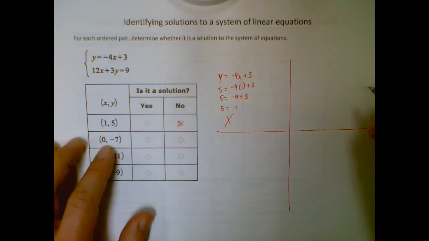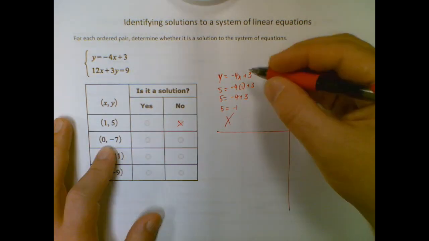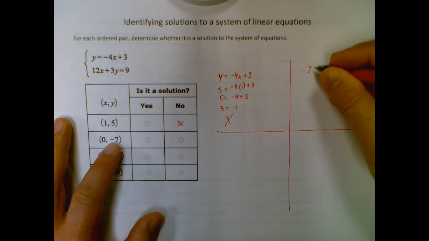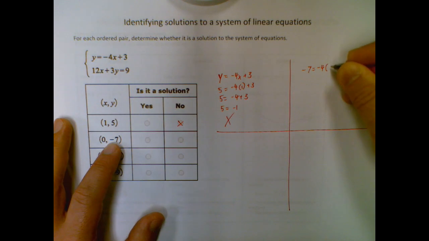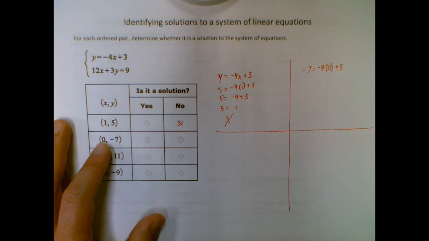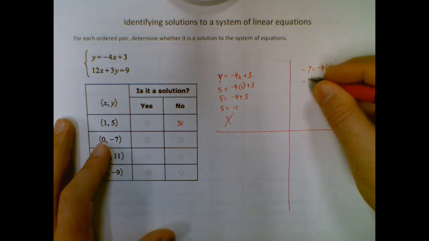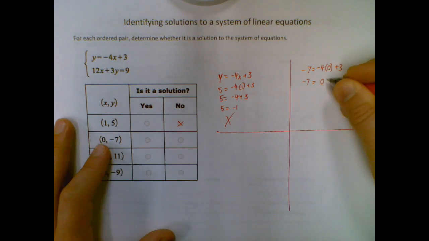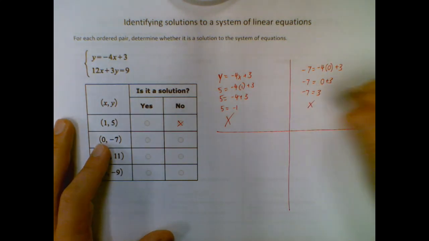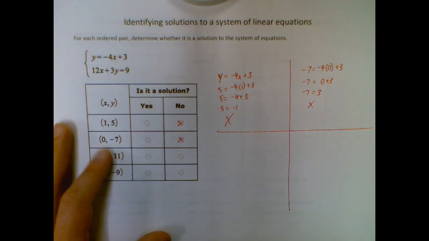All right, same thing over here, so I'm not going to rewrite this, but negative 7 equals negative 4 times 0 plus 3. Looking at this, negative 7 equals 0 plus 3, negative 7 equals 3, so that once again does not work. That's a no for that one.